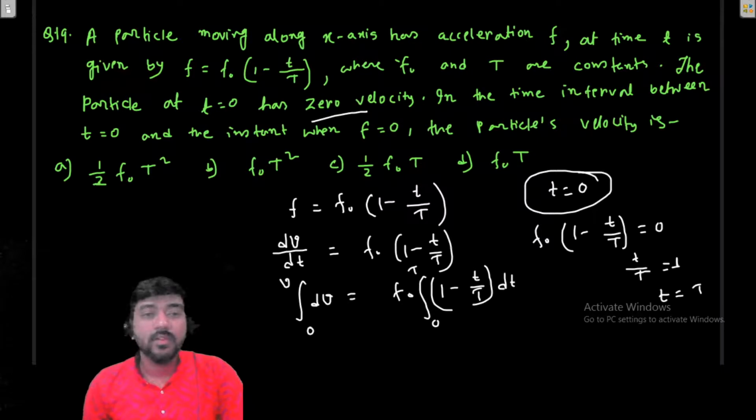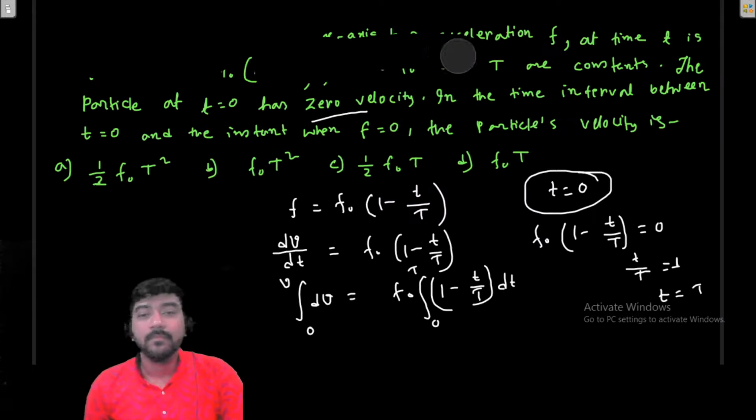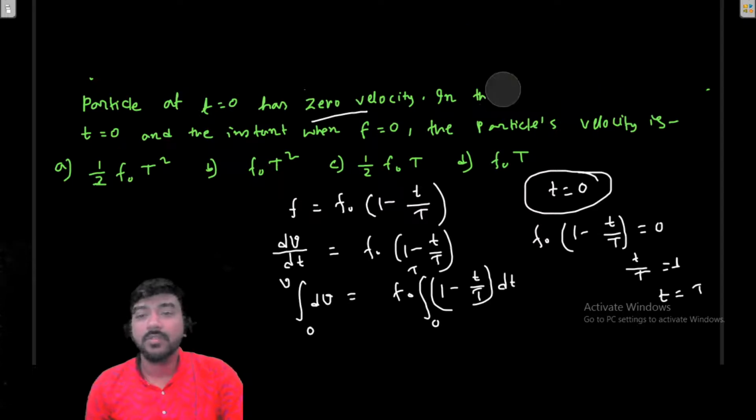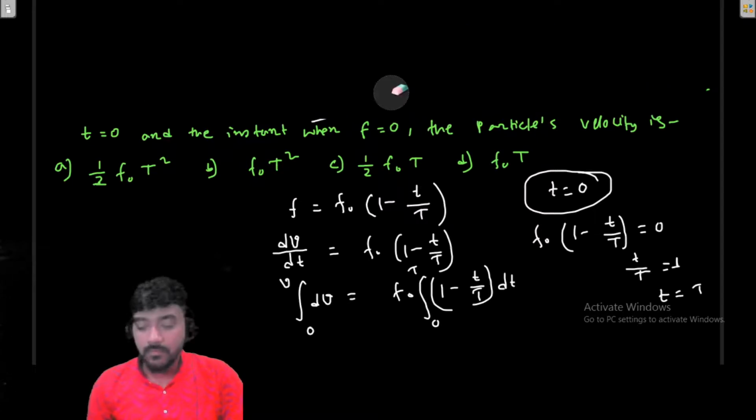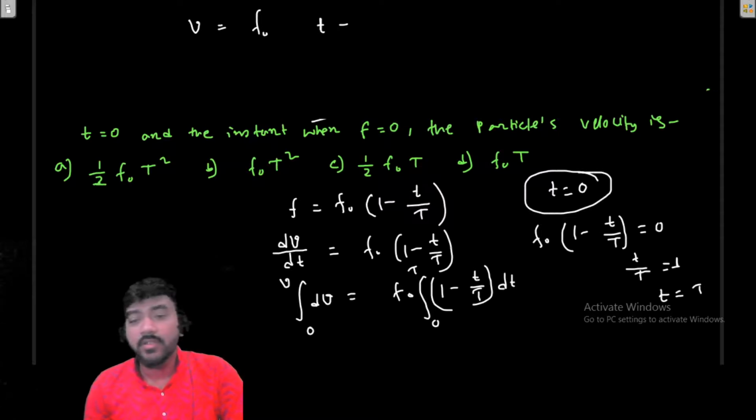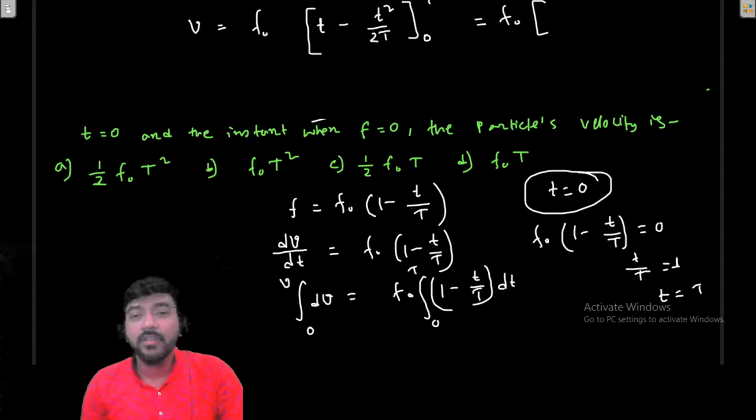Okay, so now let me do the calculation. The left side integration of dv will be v minus 0, that will be v, and the right hand side will be F0, and integration of dt means t, minus t square by 2T, and the limit will be 0 to capital T. So it will be F0 into, if we substitute capital T, T minus T square by 2T, and minus 0. So this will be the answer.